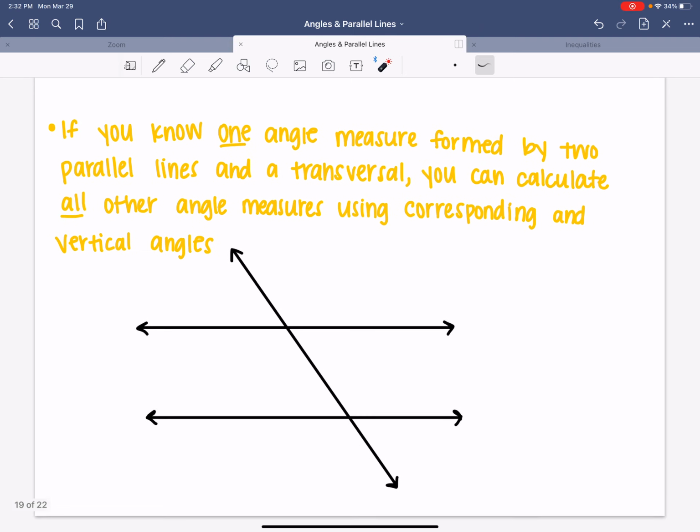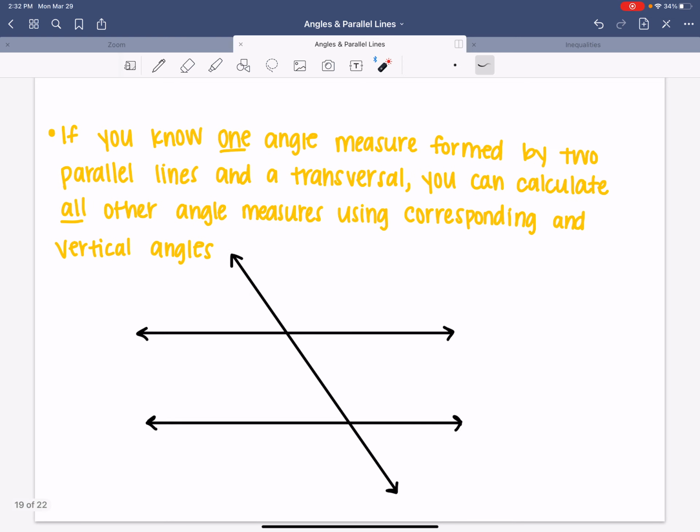All right, and as a summary for vertical and corresponding, if you know one angle measure formed by two parallel lines and a transversal, so if these two lines are parallel and they're cut by this transversal, you can calculate all the other angle measures only using corresponding and vertical angles. So let's say, I'll make this easy. If this is 100 degrees, and that's all I told you, you could find all 7 of the other angles just by using vertical and corresponding angle measurements.